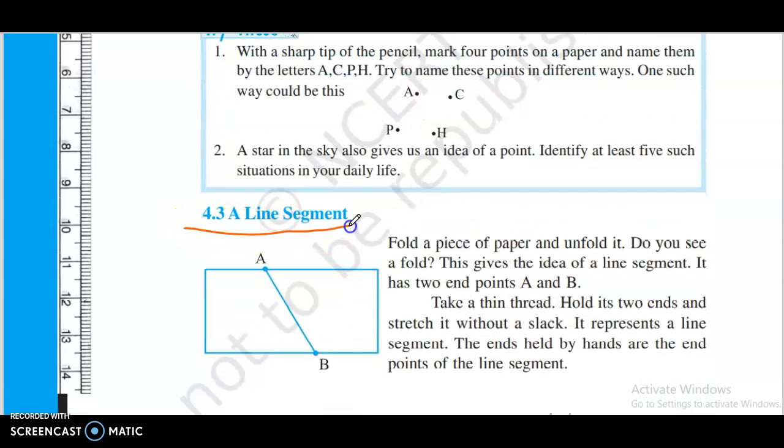Line segment. Fold a piece of paper and unfold it. Do you see a fold? This gives you an idea of a line segment. It has two endpoints A and B. Take a thin thread, fold it with two ends, and hold it taut. It represents a line segment with the ends held by hands as the endpoints.